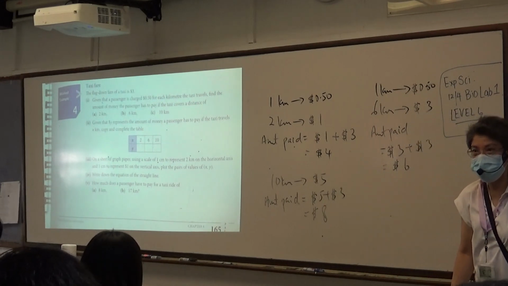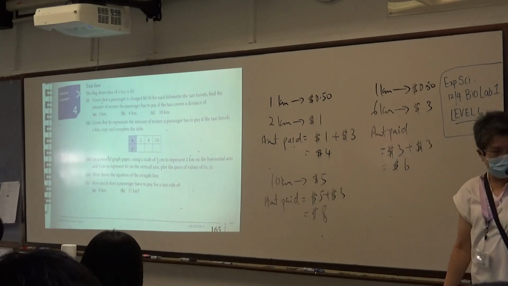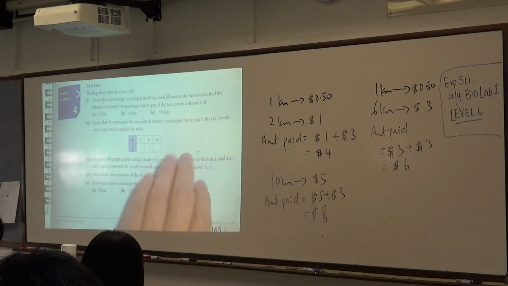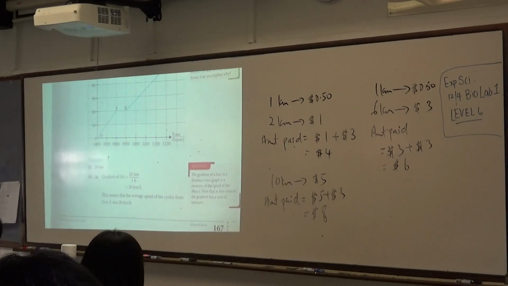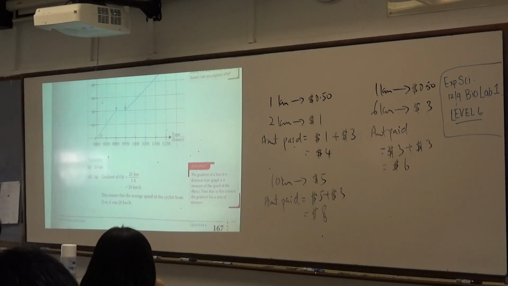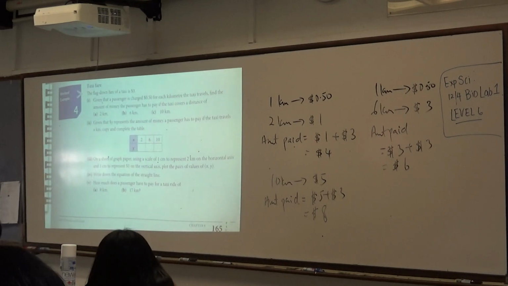Are we all clear about the working? Okay, now if you look at the textbook at the back, the solution, they also have $4, $6, and $8. Are we clear? Okay, now let's take a look at the table. Part 2.